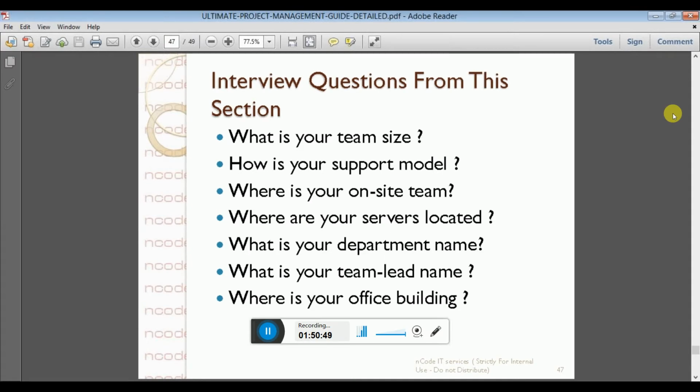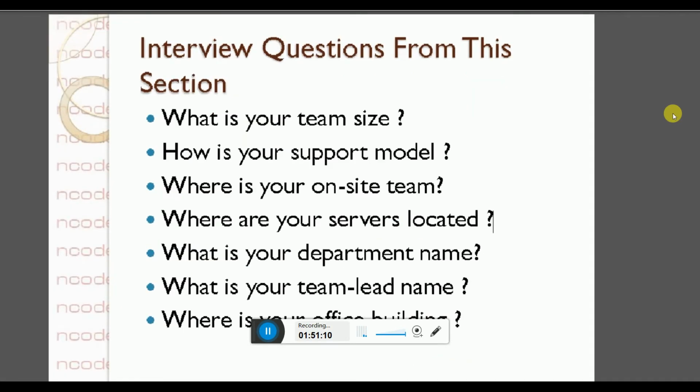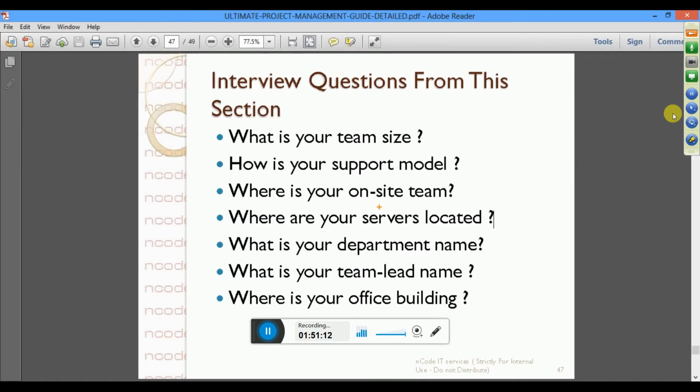Then make sure you have a department name. For team size, say 10, 5, with a support model of on-site and offshore. For the on-site team, just say New Jersey, or wherever your client is located. Just Google your client and find out the on-site team. Offshore team, always say California. Where are your servers located? Say production is in Florida, and then say DR is at California or Los Angeles. These are two different areas.